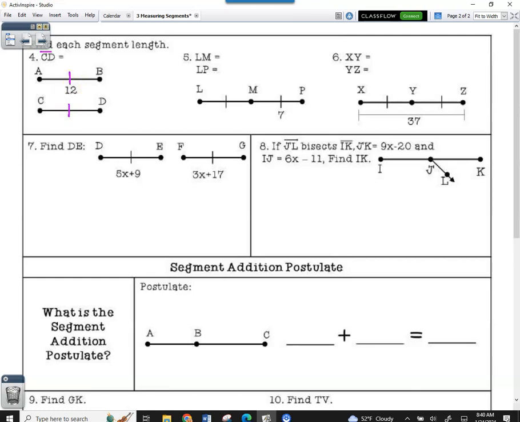There you go. That little congruent mark, very simple. It's easy to overlook. You almost think of it as a ruler mark. It's not a ruler mark. It's a, hey, this is congruent to this. So that tells me, hey, it's 12.